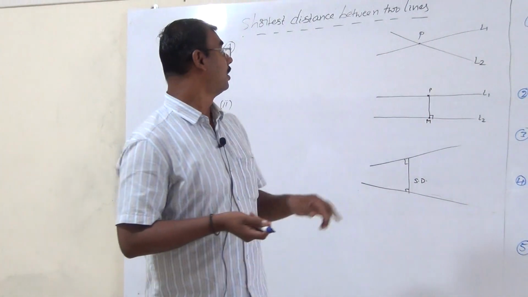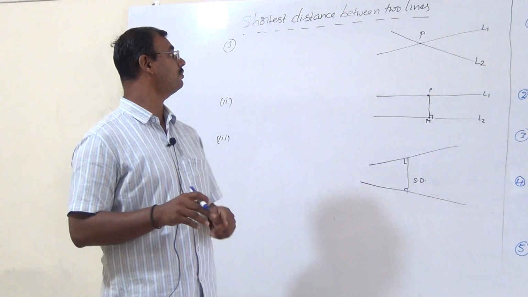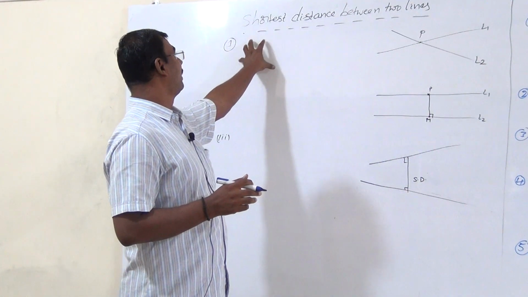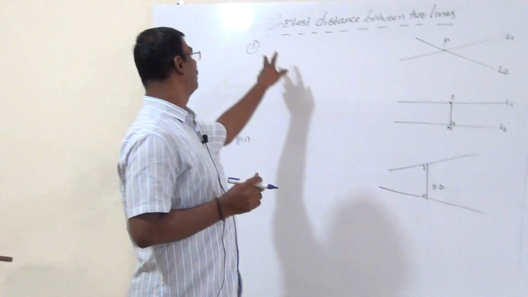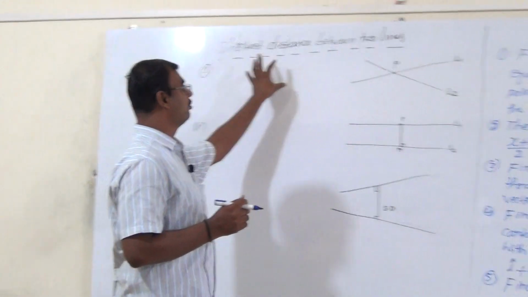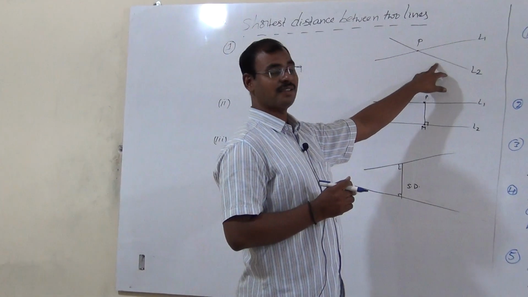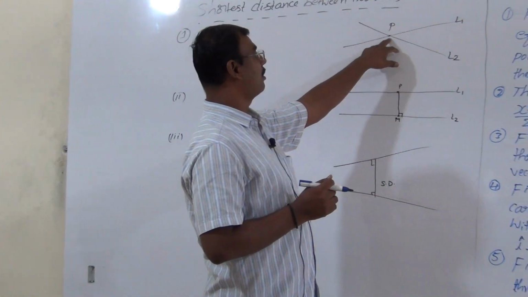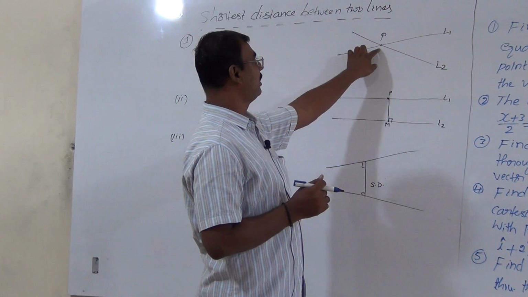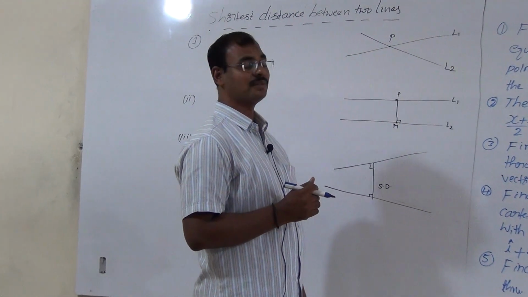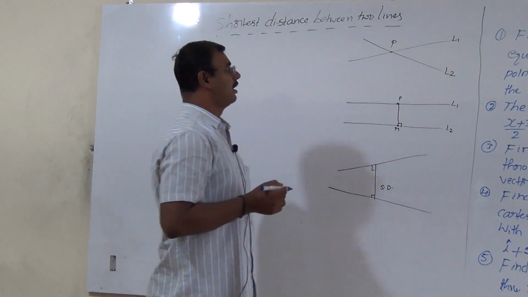Today we are going to talk about the shortest distance between two lines. So how do we find the shortest distance in three-dimensional space? First, I take two lines in space that are intersecting. So I take here two intersecting lines in space. These are called L1 and L2, and they are called intersecting lines.